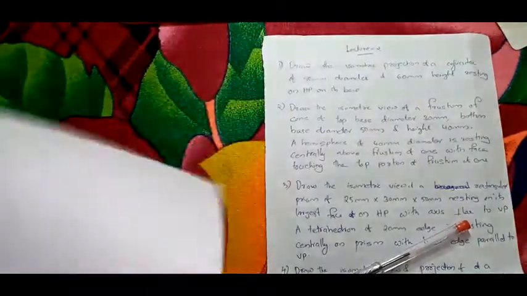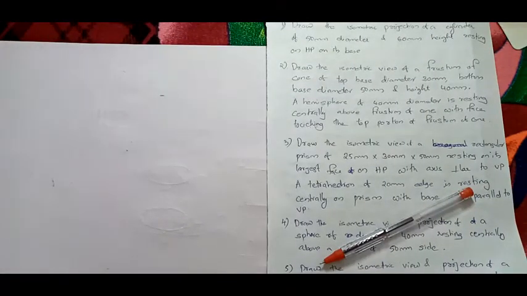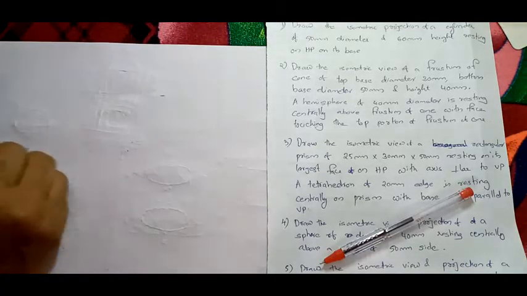Now we will move to the third question. The third question is also an isometric view, right? Isometric view of a rectangular prism of 25 mm by 30 mm resting on its largest face on HP with the axis perpendicular to VP. So first we will draw that figure. Draw the XY line.